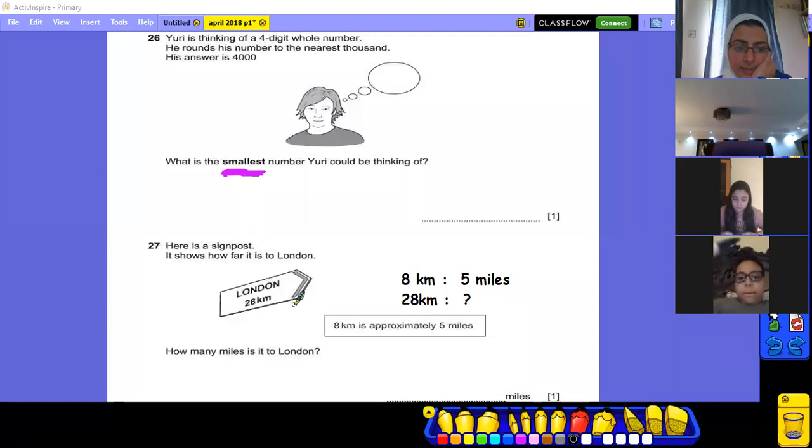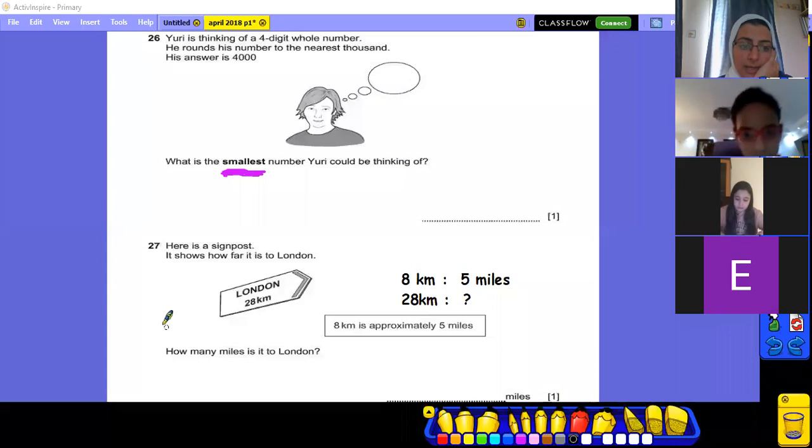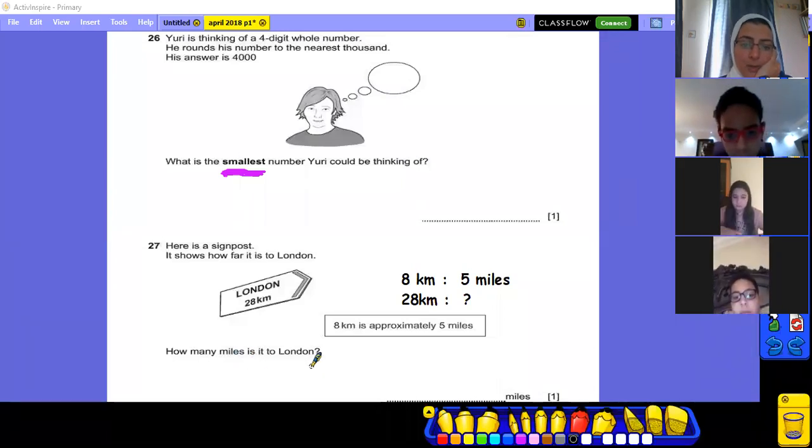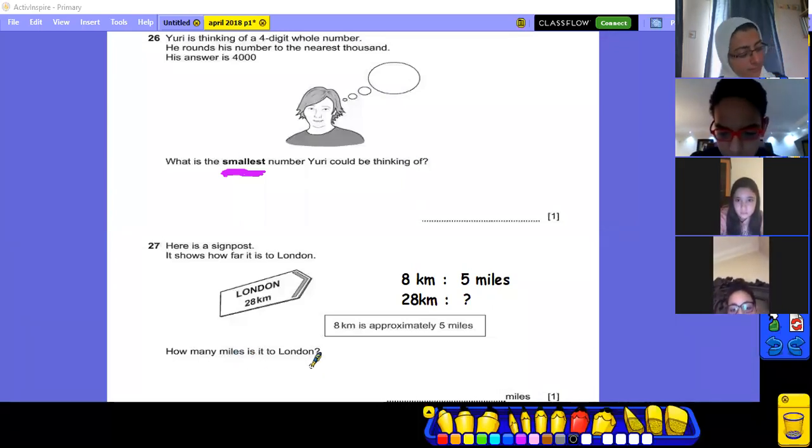Here is a signpost. It shows how far it is to London. How many miles is it to London? Can I know what your answers are, guys?